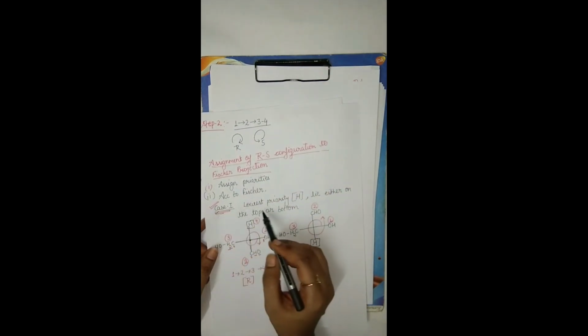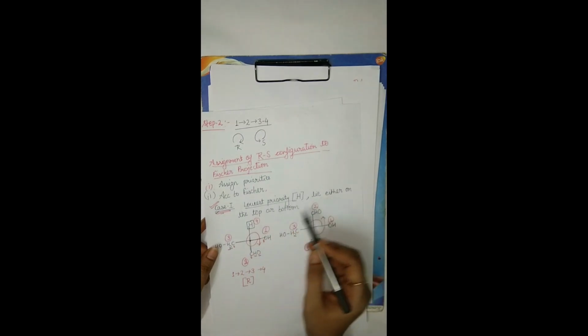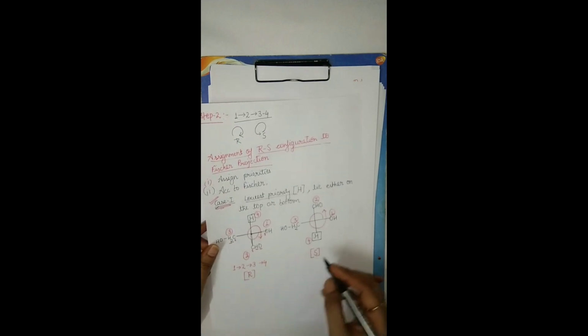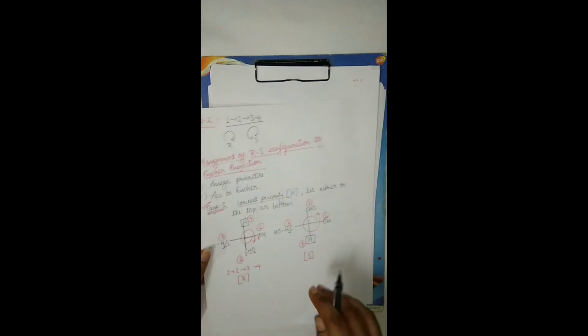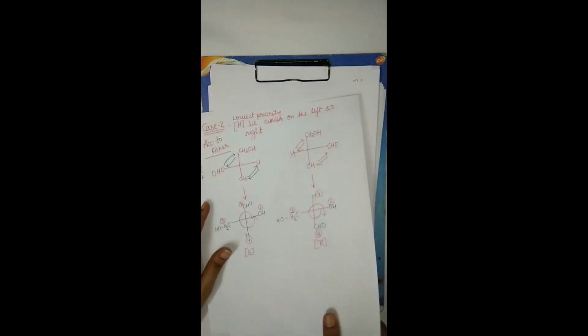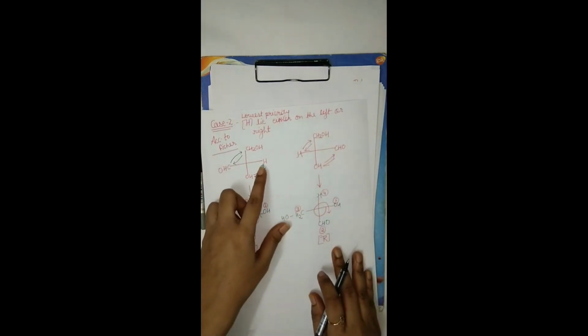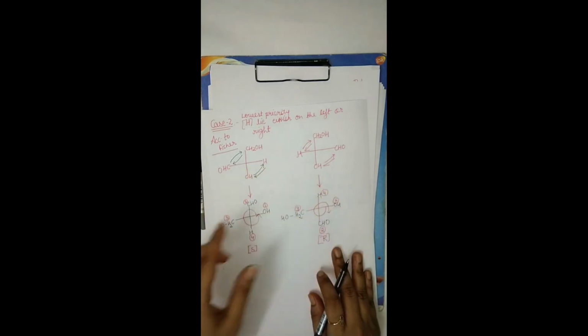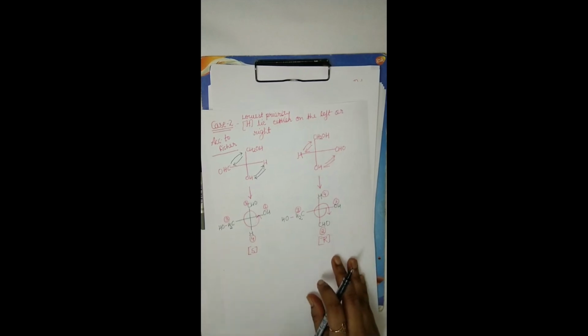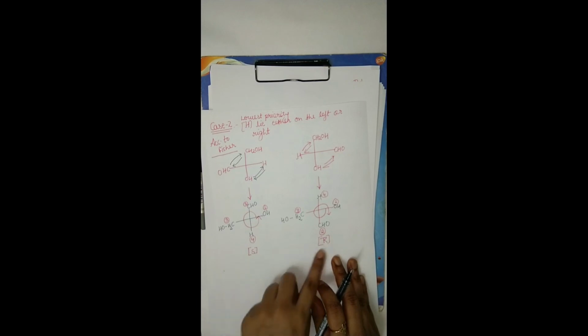Case 1: if the lowest priority lies either on the top or on the bottom, then this is very easy. Move your eye either clockwise or anti-clockwise and give the RS nomenclature directly. Case 2: if the lowest priority is present either on the left or on the right, then you have to interchange the groups according to the Fisher projection formula. You have to rotate the compound by 180 degrees. Always remember, it should be 180 degrees. Then this is the configuration, this is the answer.